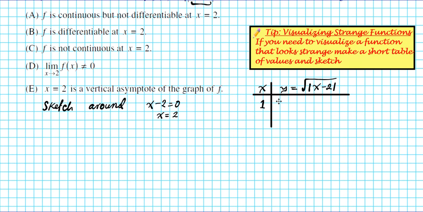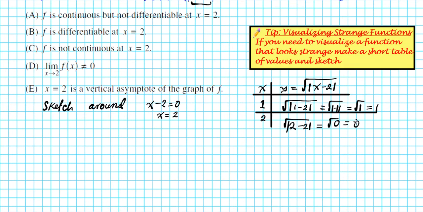When I plug 1 into this function, I'm going to have the square root of the absolute value of 1 minus 2, which is the square root of the absolute value of negative 1, which is the square root of 1, which is 1. For 2, we're going to input 2 into the strange function here. Square root of the absolute value of 2 minus 2, which is the square root of 0, and that yields 0.